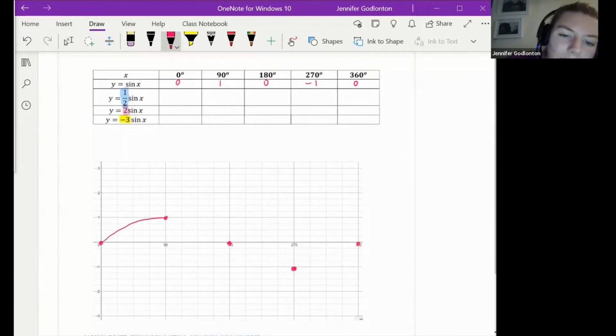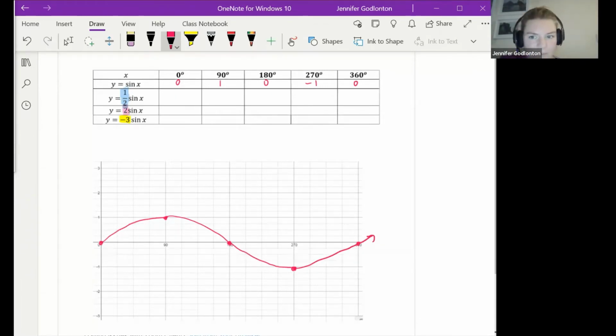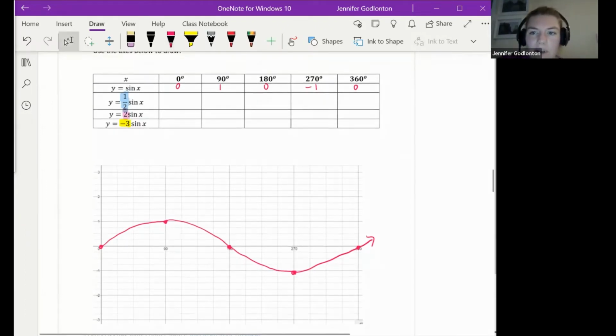Okay. So that is my regular sine graph with no shifts and an amplitude of 1. That's what you're looking at in this first graph. So this is y equals sine x.